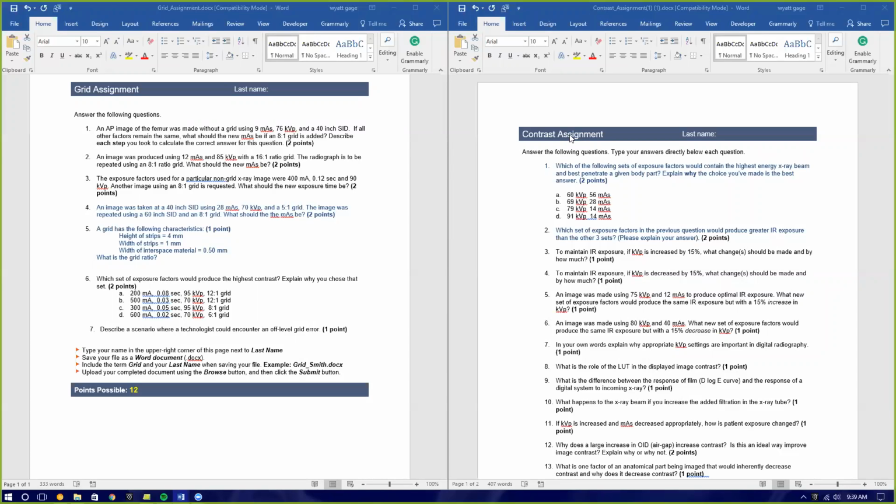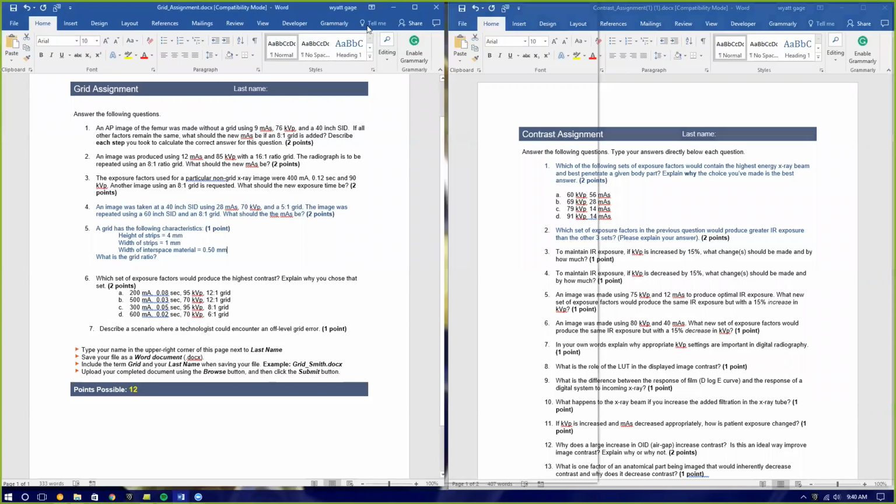Now, number two seems to mix people up a little bit as well. Which set of exposure factors in the previous question would produce greater IR exposure than the other three sets? So here you need to take both into consideration. What you want to do in this instance is get all four technical factors equalized by using the 15% rule, by doubling or halving the mAs. And what you'll see once you do those different doublings and halvings, to get them all equal, is that the highest exposure will actually also be D as well. So be sure that you understand that, and that you're able to explain it too.